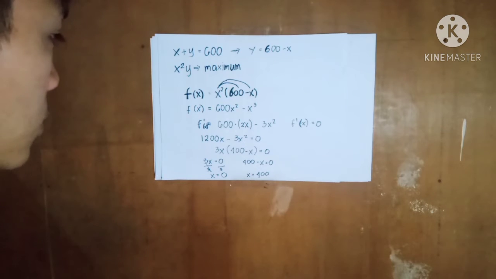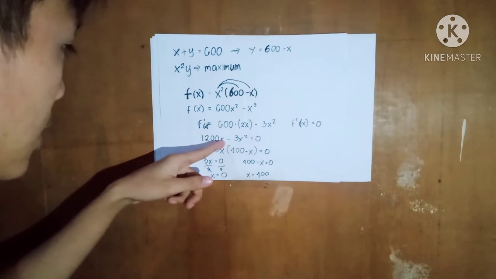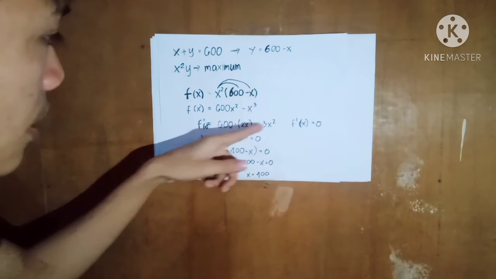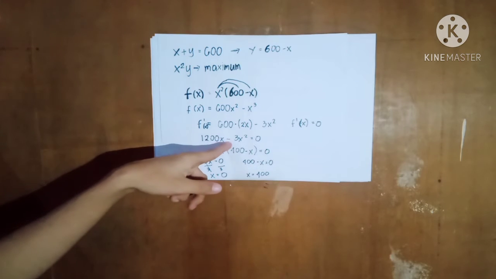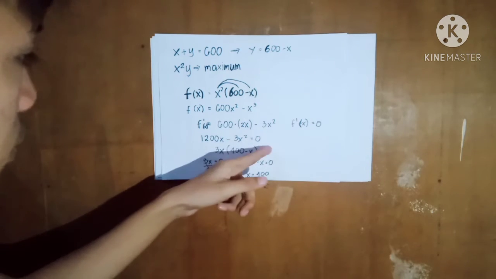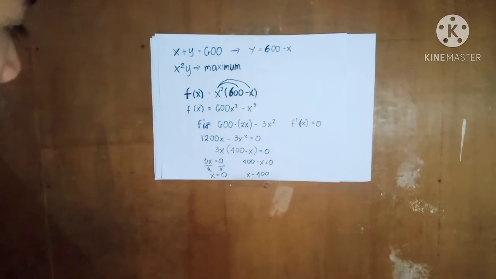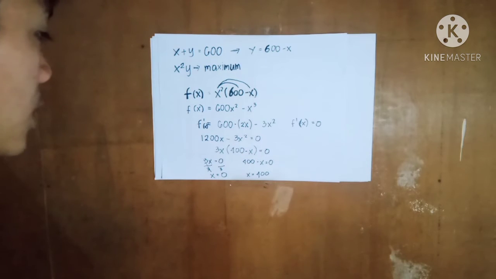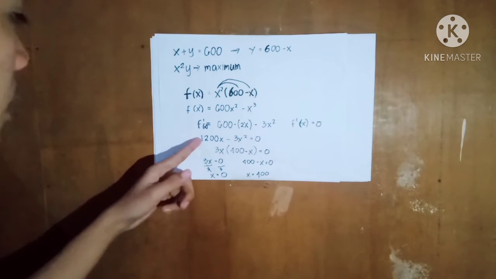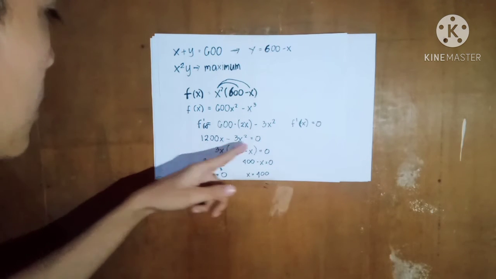So, isi-simplify na natin. 600 times 2x is equal to 1200x. 1200x minus 3x squared is equal to 0. So, equate natin siya sa 0. Then, maghanap tayo na i-factor natin yung dalawang variables para mas maging lower yung value nila, para mas madali. Then, factor natin sila sa 3 since divisible naman sila sa 3.